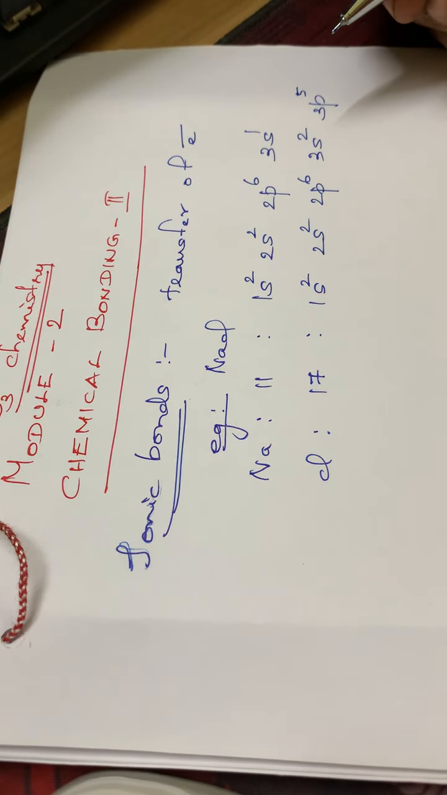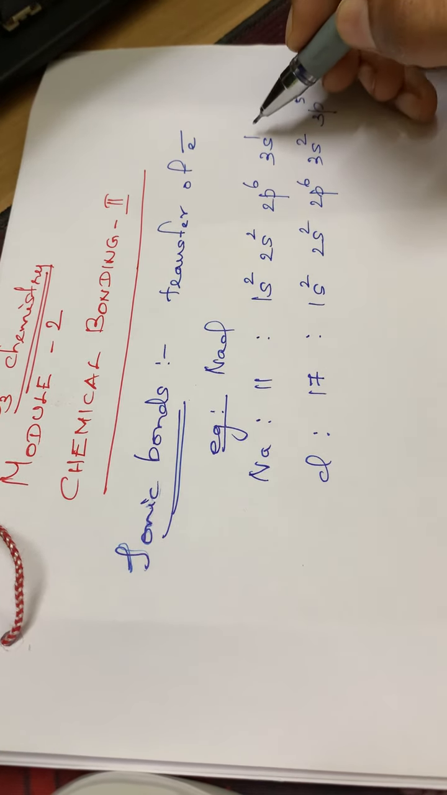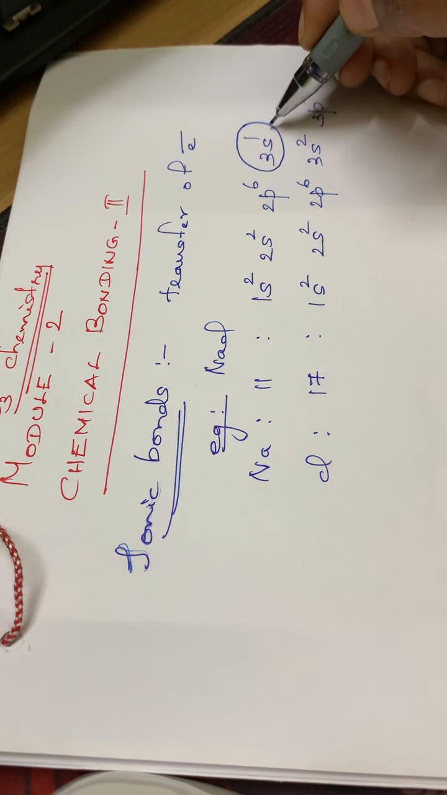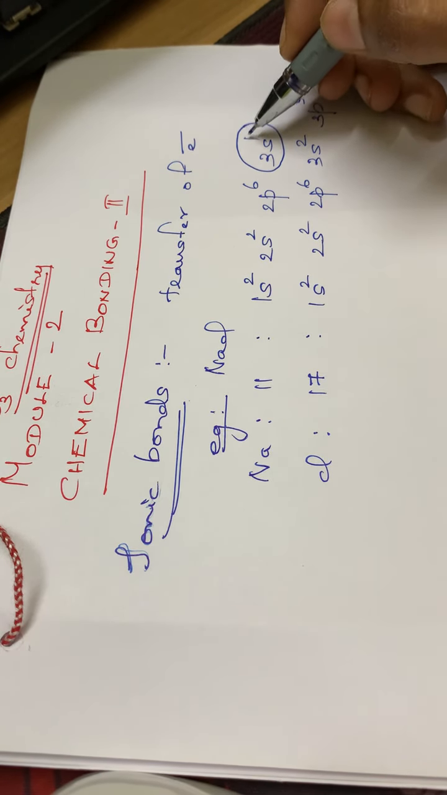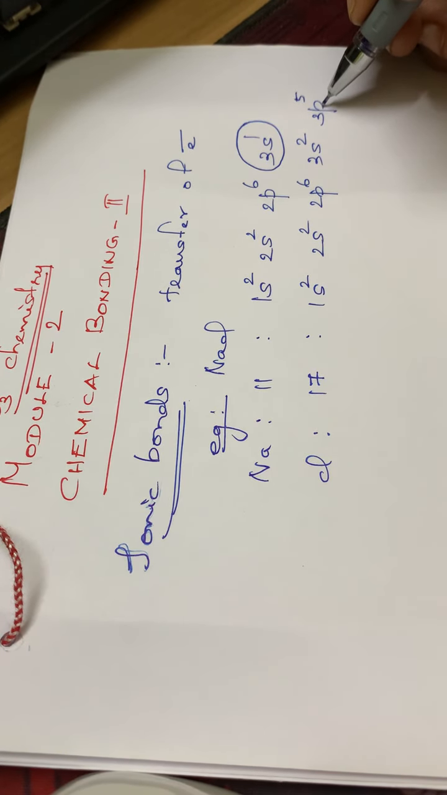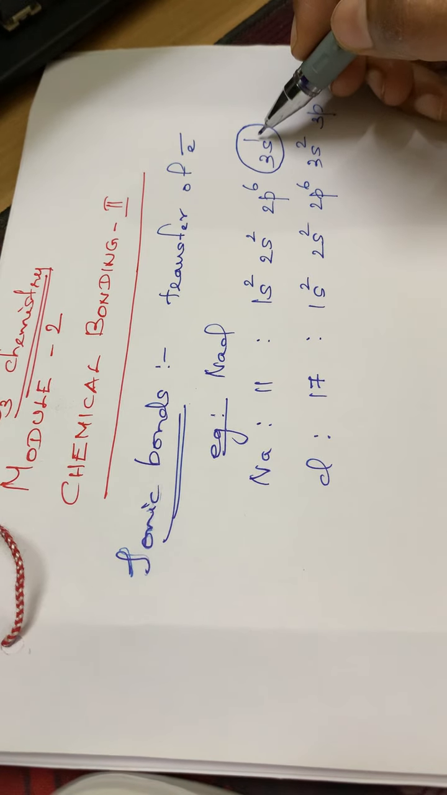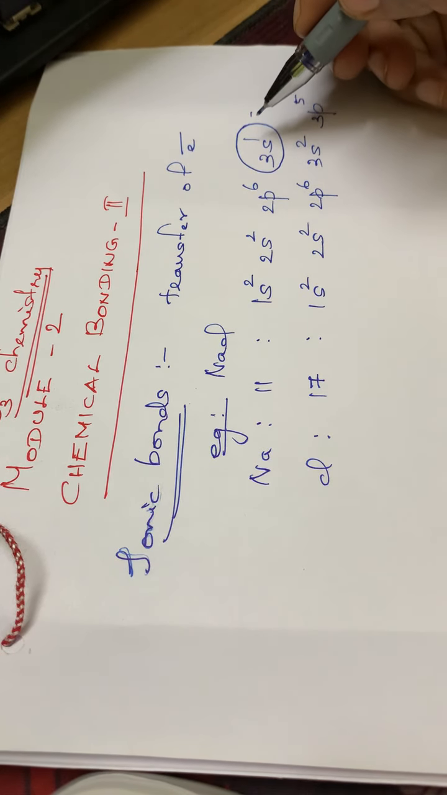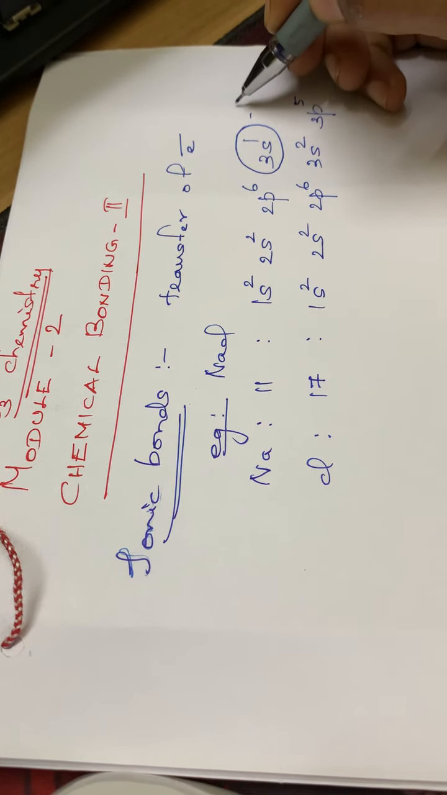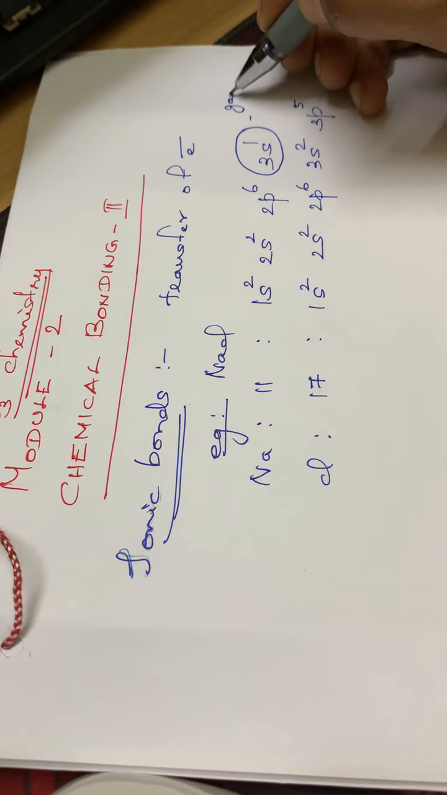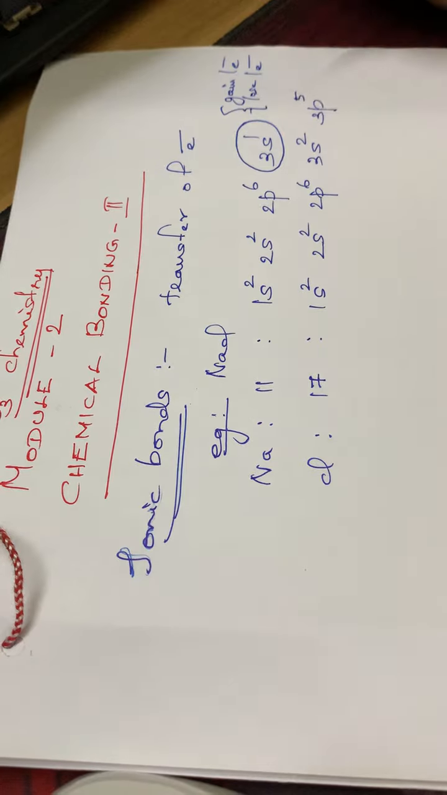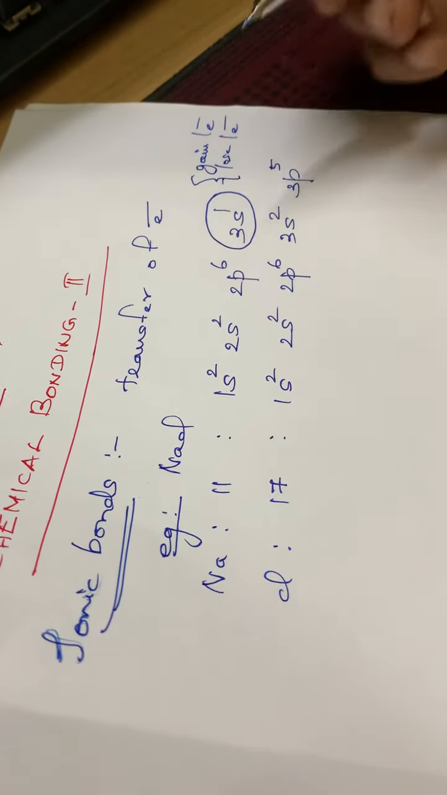So here, for the sodium atom, it requires one more electron in order to attain a stable octet configuration, so that it becomes 3s2. Either it can donate this one electron or it can gain one electron. Two possibilities are there for sodium to have a stable configuration: it can gain one electron, or it can lose one electron.